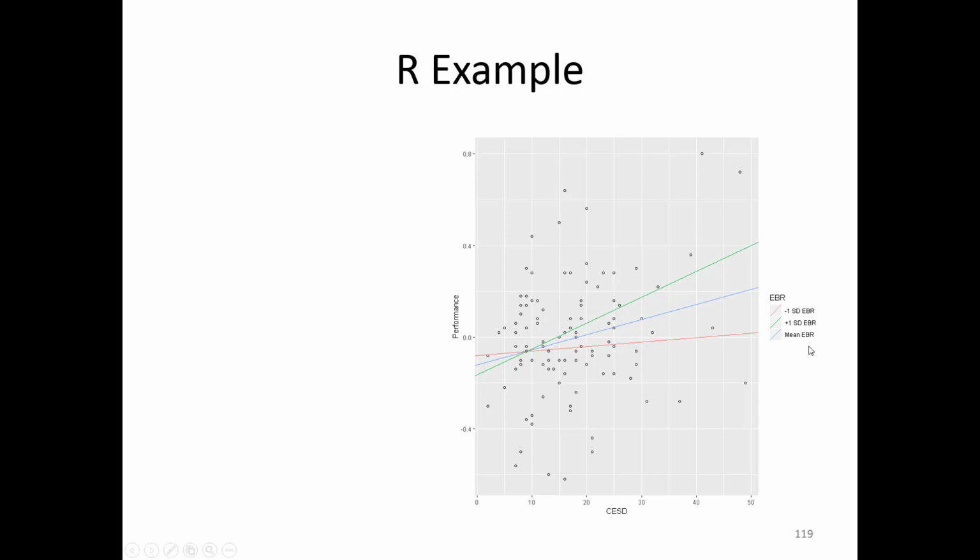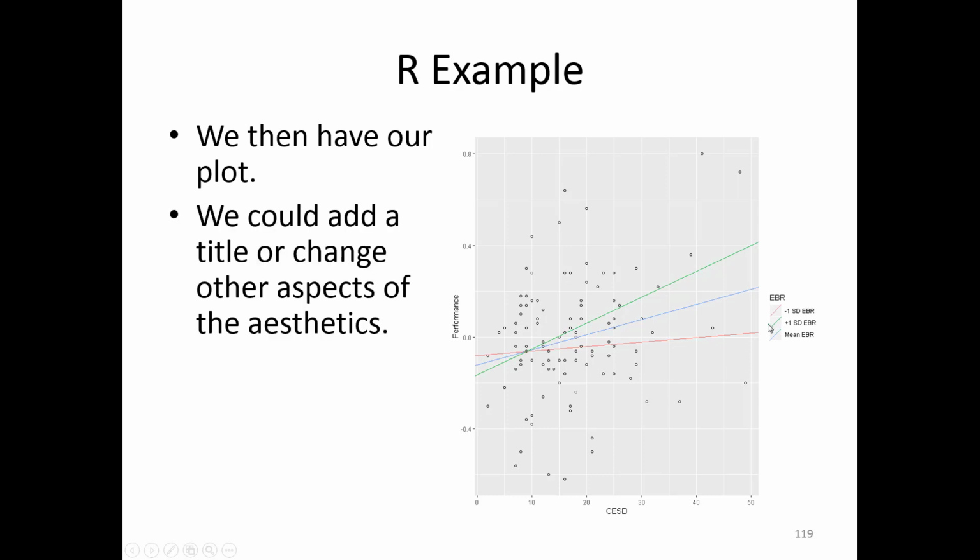You can see over here the green line, plus 1 standard deviation for EBR. The red line, 1 standard deviation below the mean, is almost flat. And then there's a shallow slope for the mean EBR as well. So now we have our plot. We could add a title or change other aspects of the aesthetics if we wanted to. I won't do that here for time.